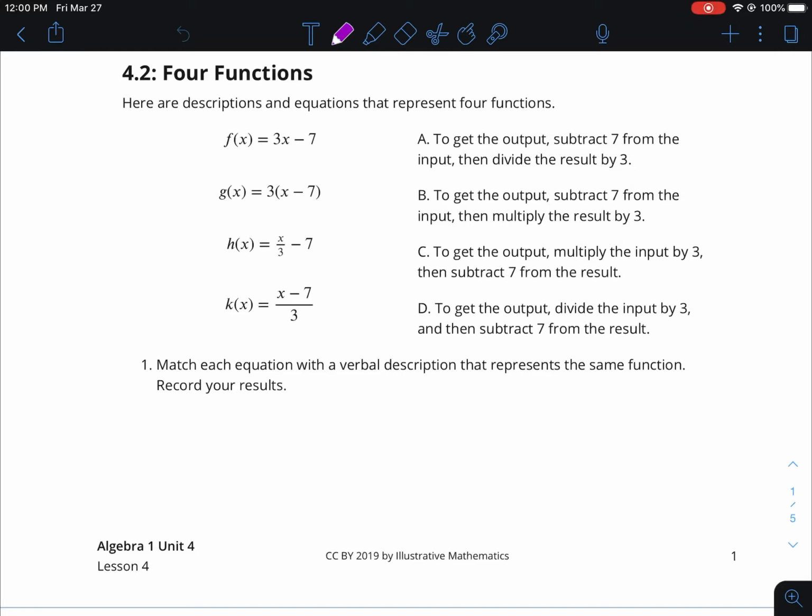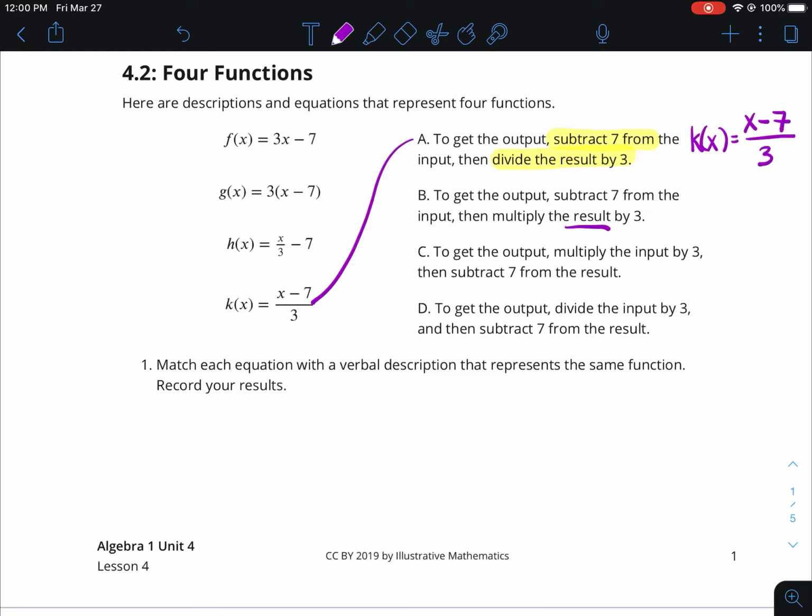Right, guys, so we got the 4 functions that we're matching. So for A, to get the output, we're subtracting 7 from the input, then dividing the result by 3. So that would be, let's see, k of x. And how I figured that out: if our input is x, I'm just subtracting 7 from that and then dividing by 3.